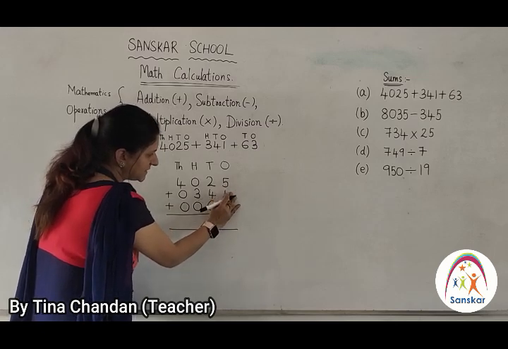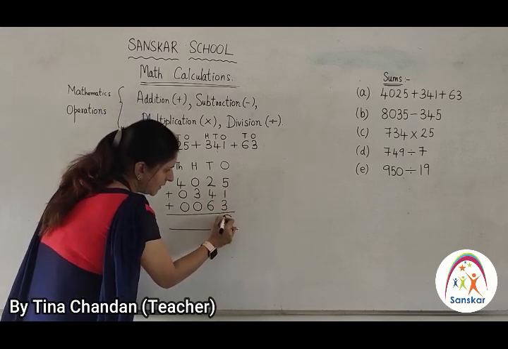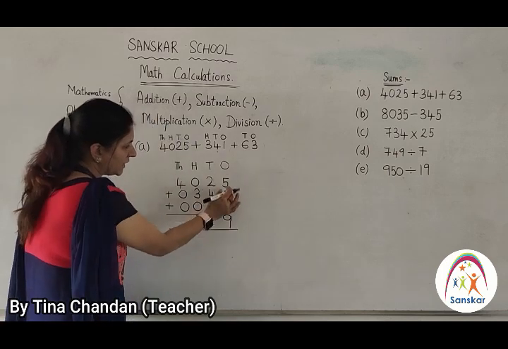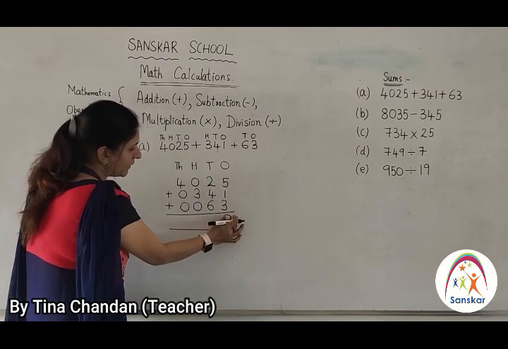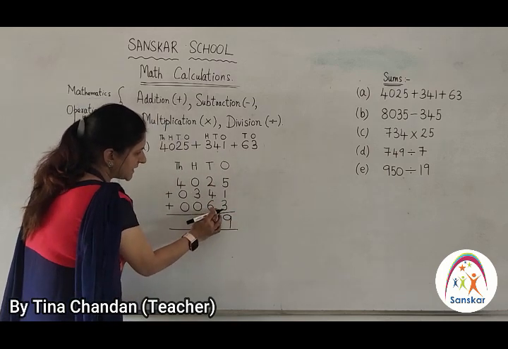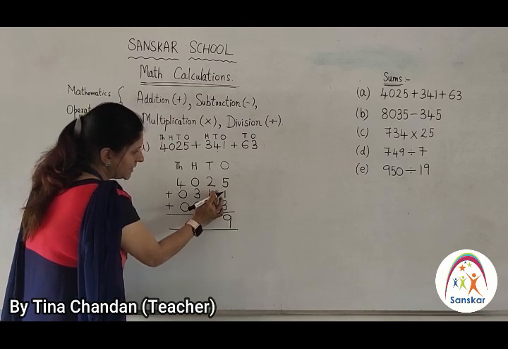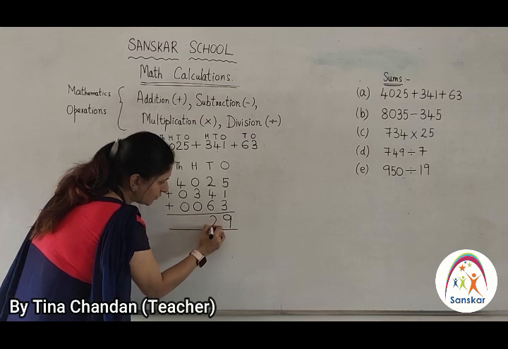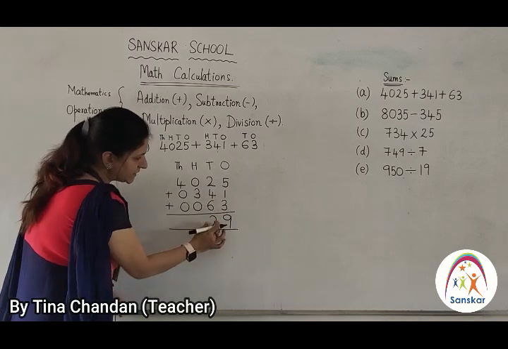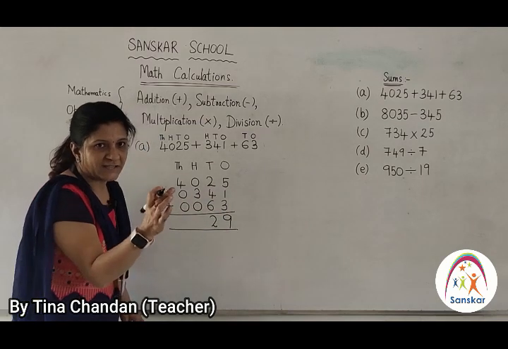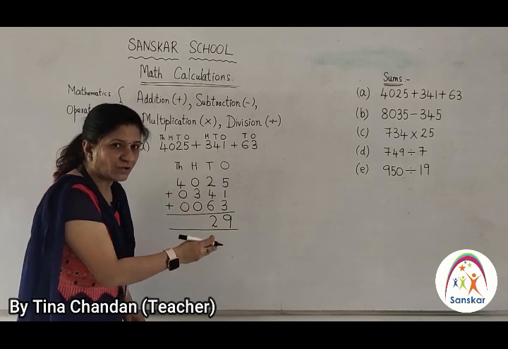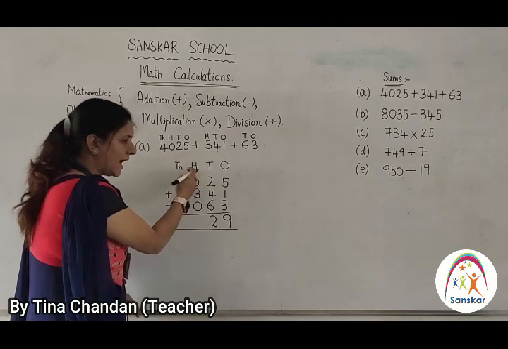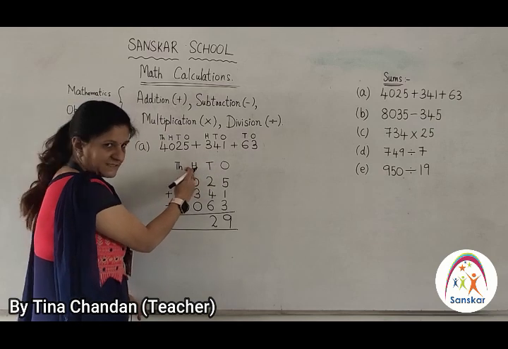5 plus 1 is 6, 6 plus 3 is 9. Okay, now here it is a single digit number. Now we'll move on to the tens place. 6 plus 4 will give you 10, 10 plus 2 will give you 12. Okay, so you got 12 over here, but we have the place for only one digit. That means what? We have to carry the other digit to the hundreds place, that is the next number.